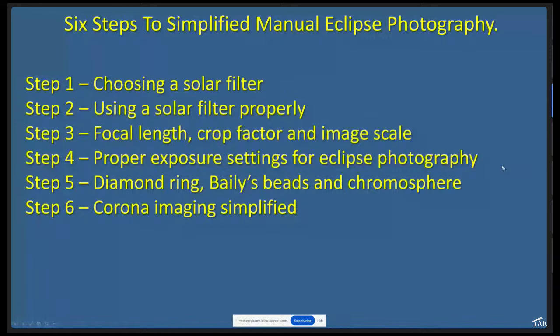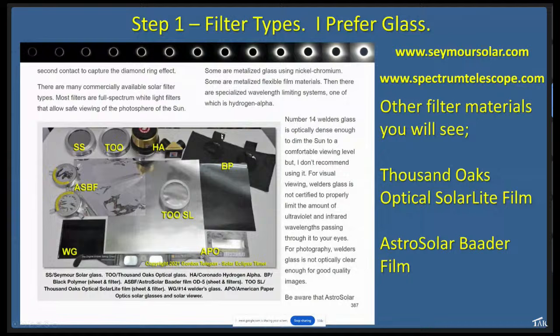So here are my simplified steps to manual eclipse photography. I break it down into six steps: choosing a filter, using the filter, knowing your focal length and image scale, tricks for setting the proper exposure, how to image the diamond ring, Baily's beads, and chromosphere, and then how to image the corona. So the first thing is choosing a solar filter, and there's a lot.